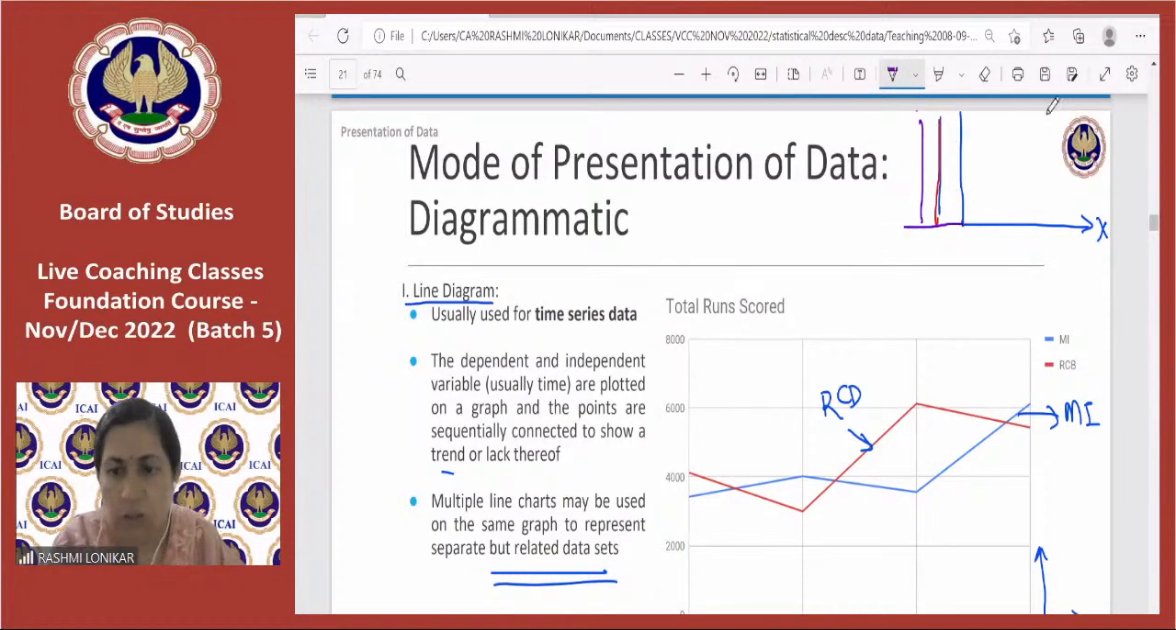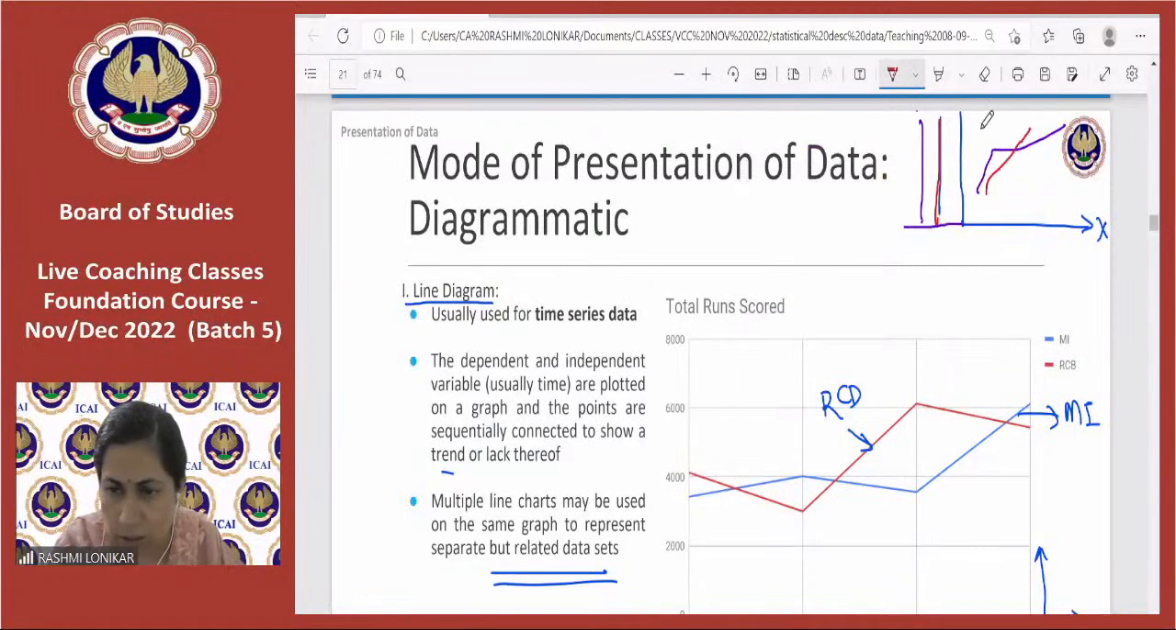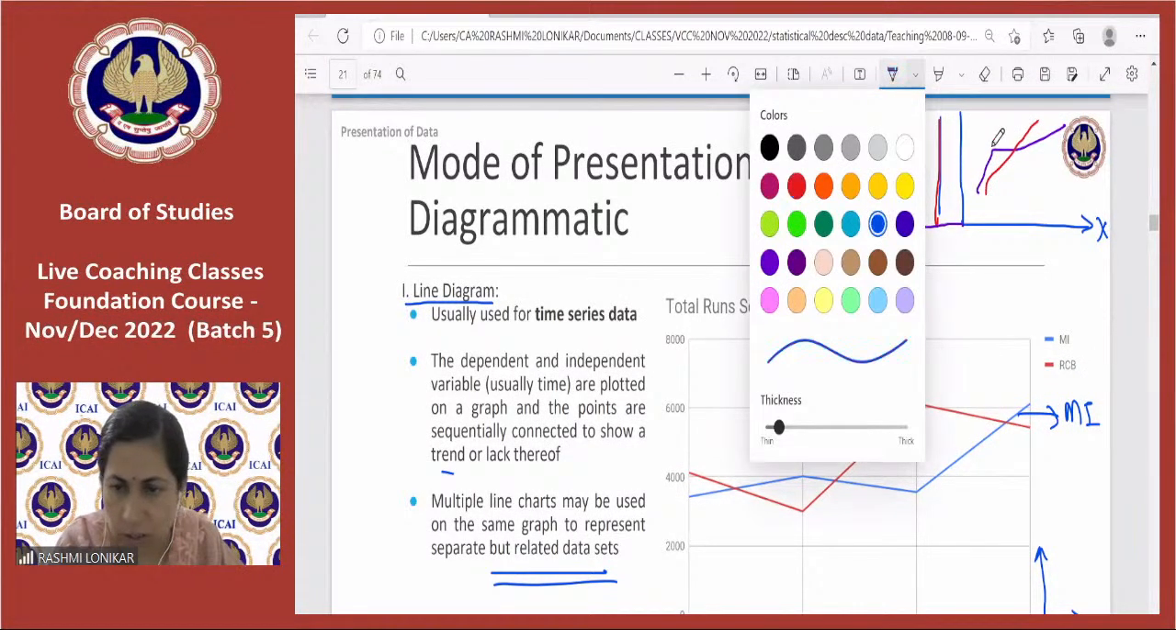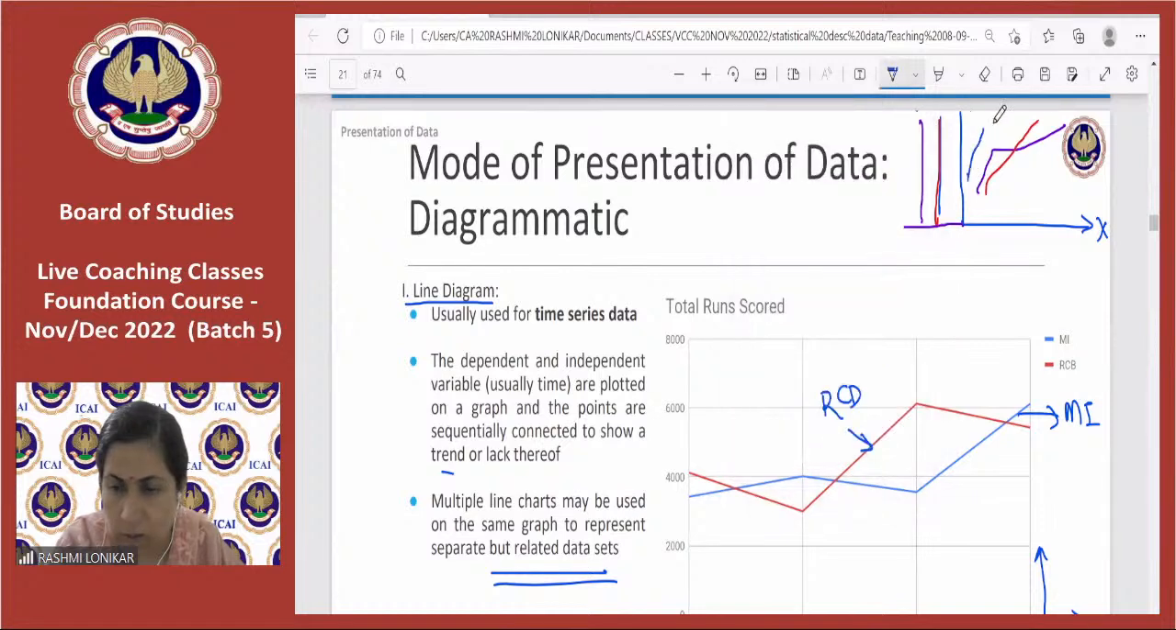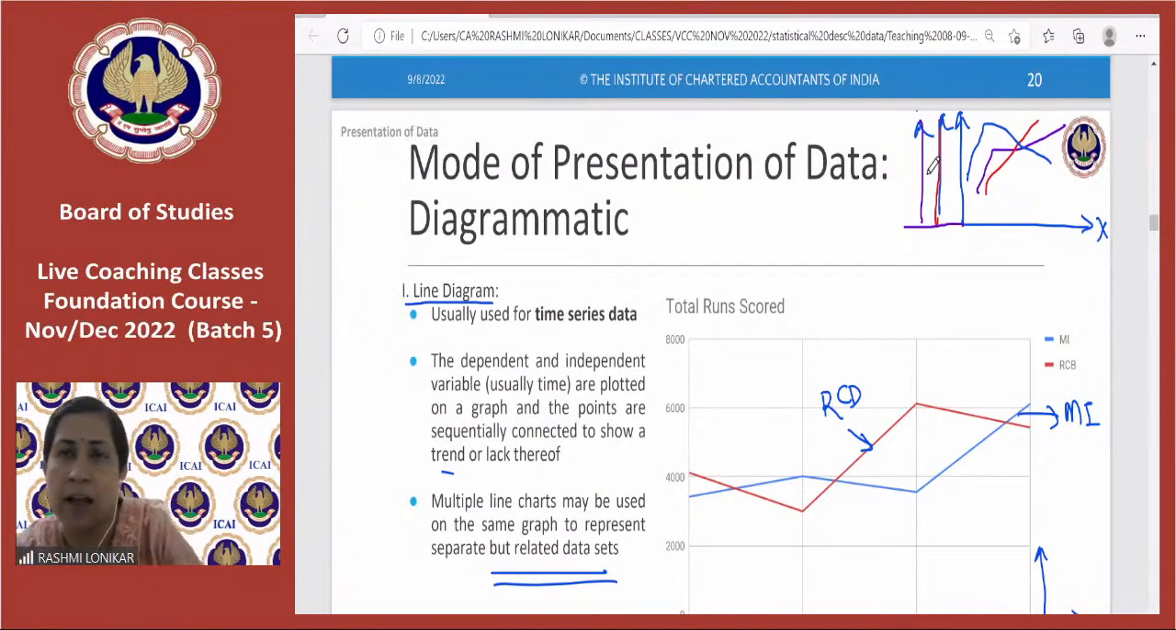Okay, so what will happen is I may have different y-axes, so that in one graph I'm able to show different things. Y-axes having different scales means I can have different units of measurement also, so that can be done here.